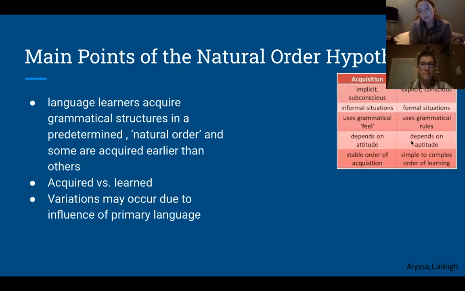And then we just have this chart over here that shows that basically when you're learning something, it's more of a conscious thing that's more explicit and that's in a formal situation. And you're focusing on the grammatical rules and there's some kind of complex order of learning that is taking place. While this natural order hypothesis follows more of the acquisition phases, which is more in the subconscious mind in informal situations where the English language learners are able to take in things from their environment in order to learn the language and the different sequences. And it more depends on the grammar that they're choosing to use and how that grammar feels and how naturally it comes to them.